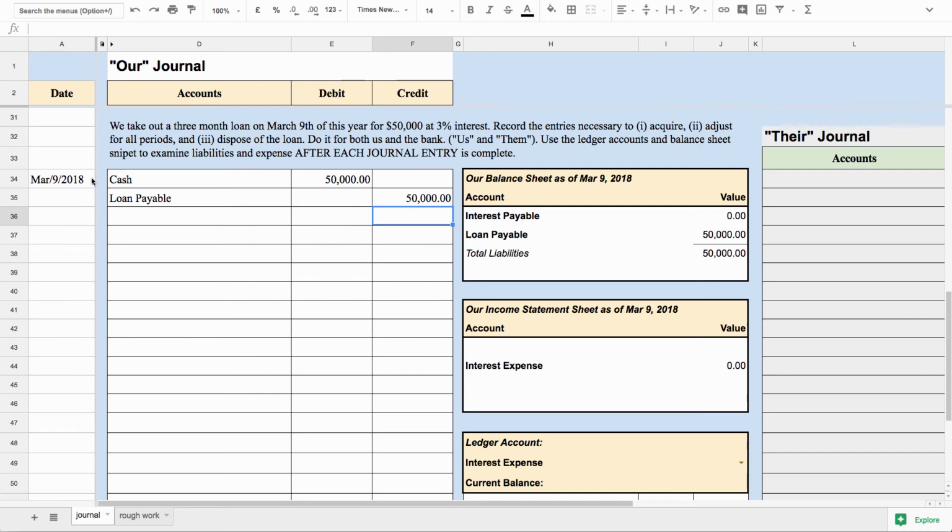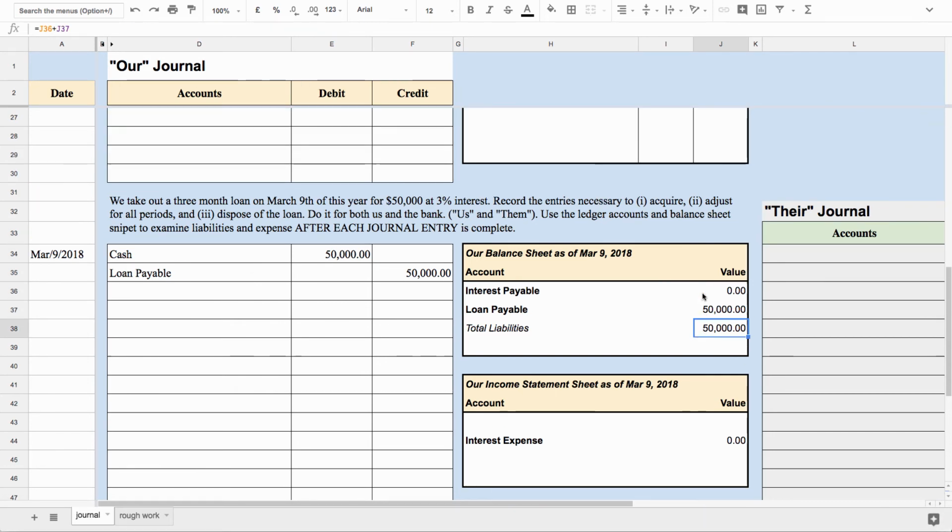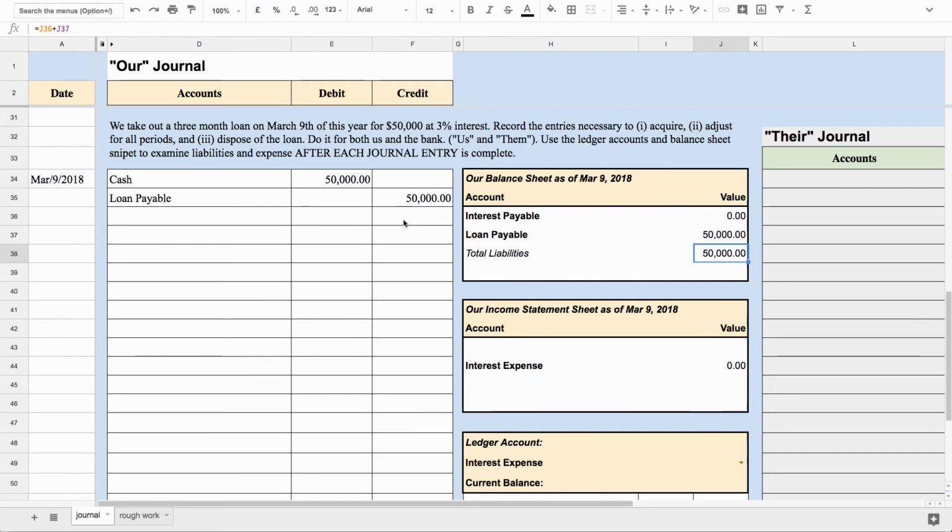So that's what it looks like. So let's do a quick little examination on March 9th. Our balance sheet is going to say, as of March 9th, that we owe no interest because our loan's brand new, so there's no interest, right? Because that accrues as time passes. We owe $50,000 because we just borrowed it, and our total liabilities is $50,000, right? Makes sense. So it's 3% interest.